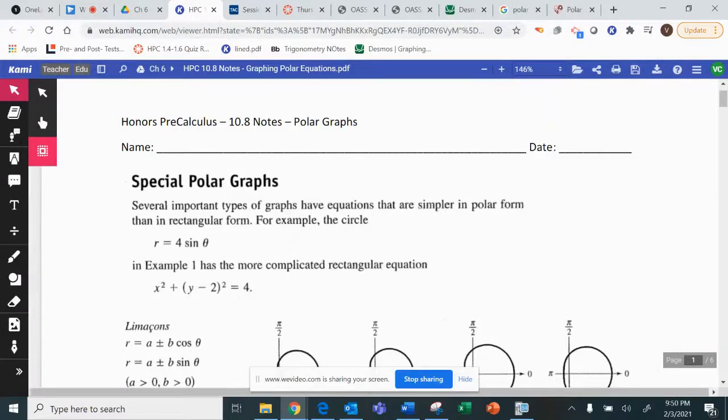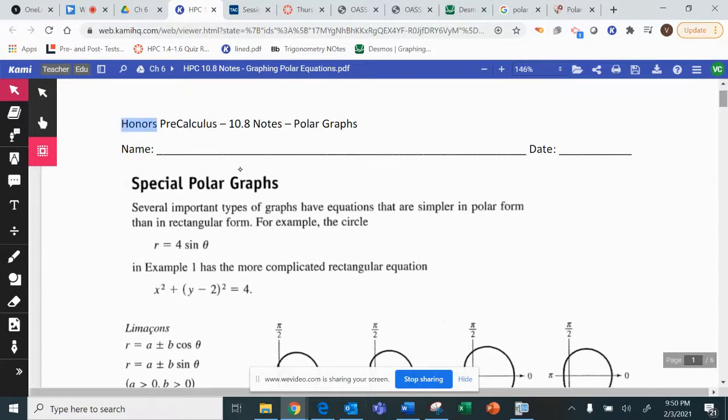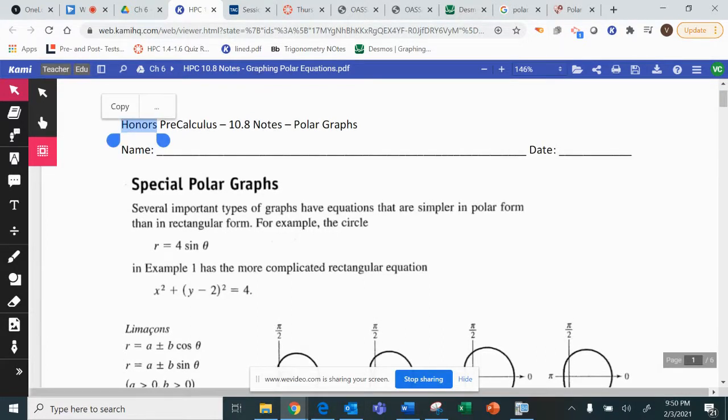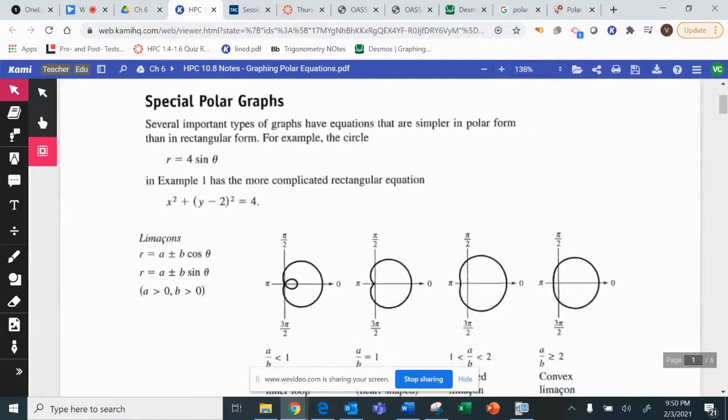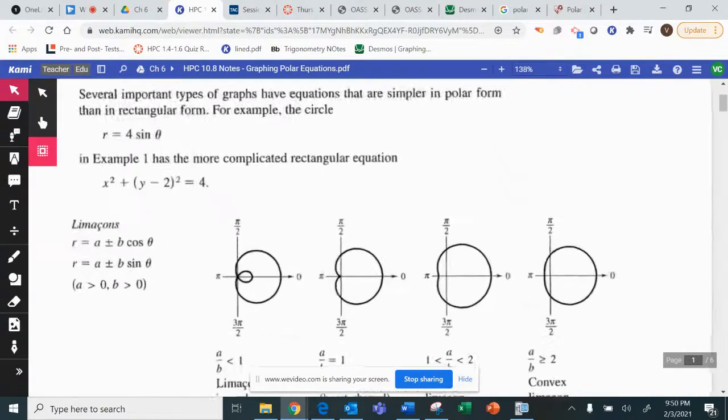Hello, Honors Pre-Calculus. This is section 10.8, polar graphs. So we're going to start by looking at special polar graphs. You were supposed to graph a bunch of different equations and just kind of see what they look like, and some of them fit into categories.